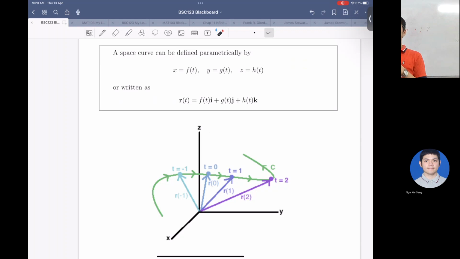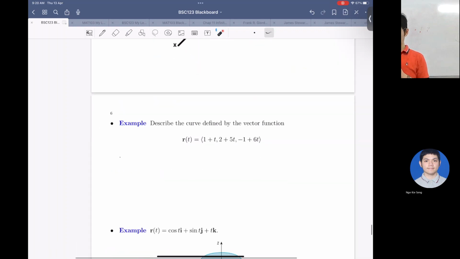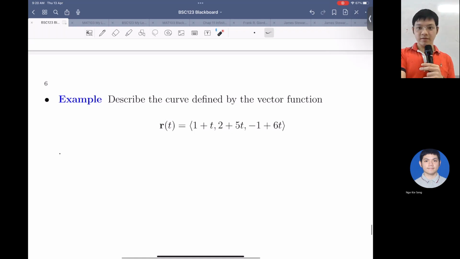Okay, now try and see what curve this is. I'll let you try. What curve is this?